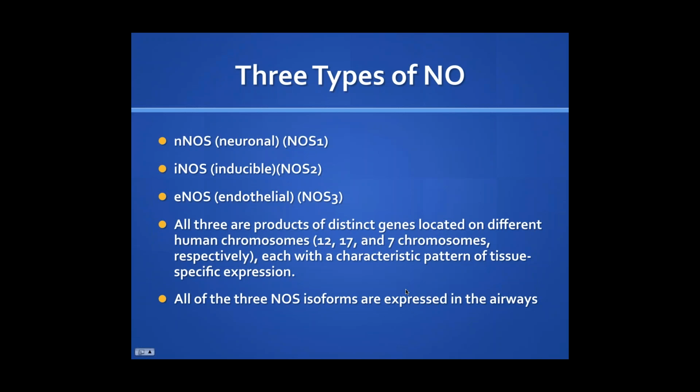So there are 3 different types of nitric oxide. We have neuronal nitric oxide. The nitric oxide synthase 1 enzyme is creating the neuronal nitric oxide. The inducible nitric oxide, that's a nitric oxide synthase 2 enzyme that helps create that. And then the endothelial nitric oxide comes from the nitric oxide synthase 3. So there can be variants in these 3 genes, NOS1, NOS2, and NOS3.